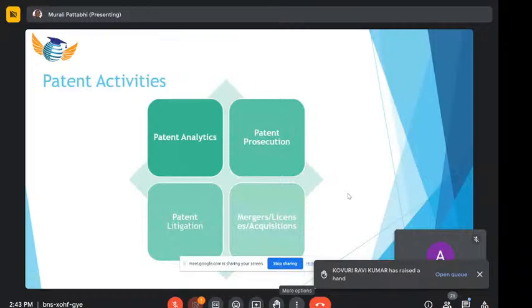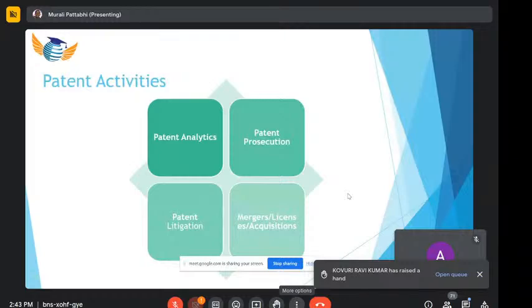If they don't qualify for a patent, they make sure the implementation or modifications done to the product will not be infringing others. So clearance search is one of the very important aspects of patent analytics.